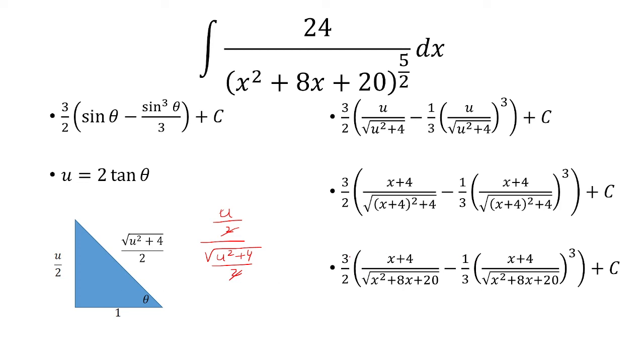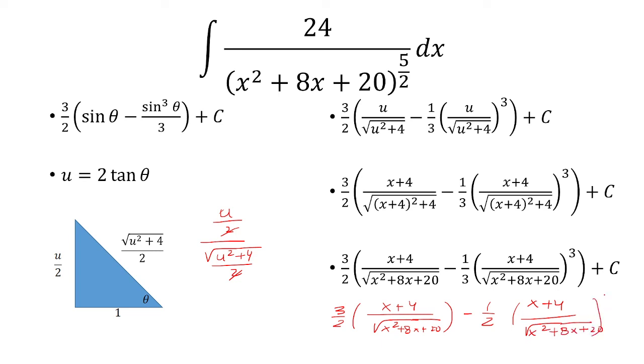Now you could also distribute the 3/2 if you wanted, like this. And then the 3's are going to cancel, so we have 1/2. But yeah, I don't see the point in doing this. So whatever is at the top here is good enough.